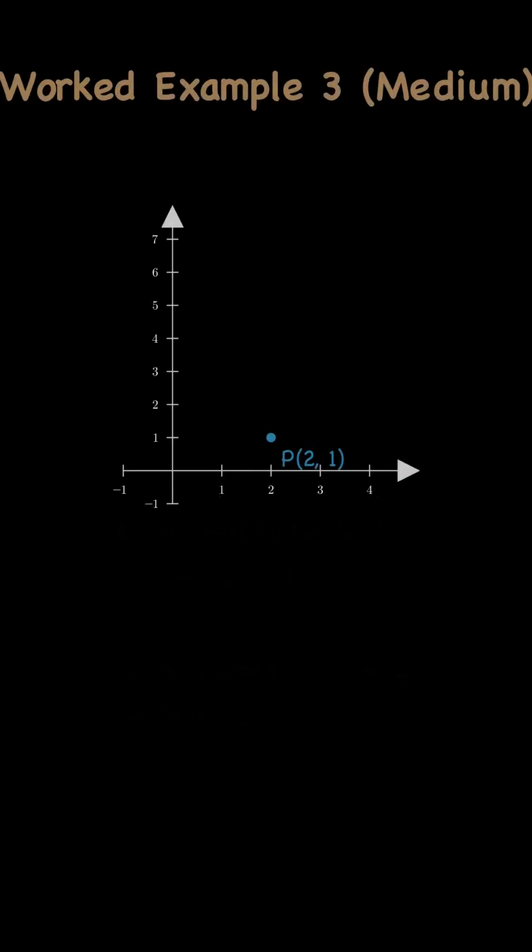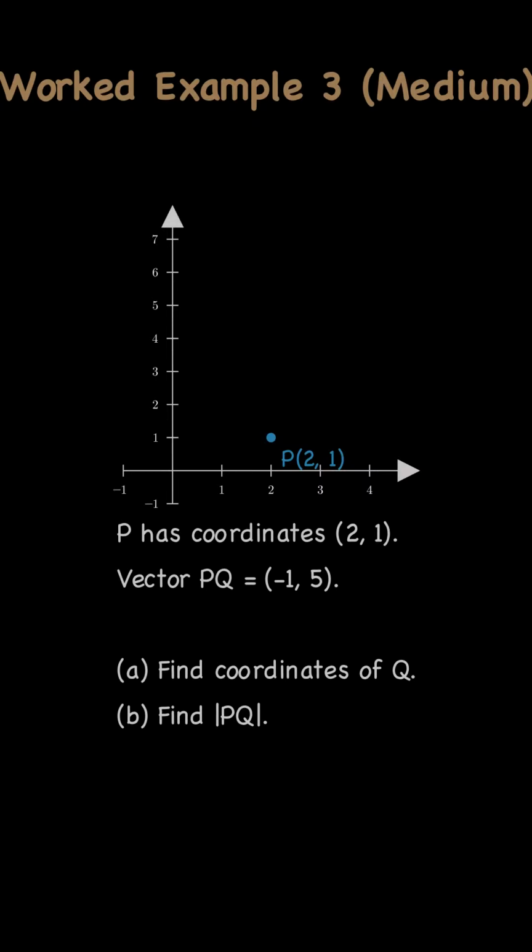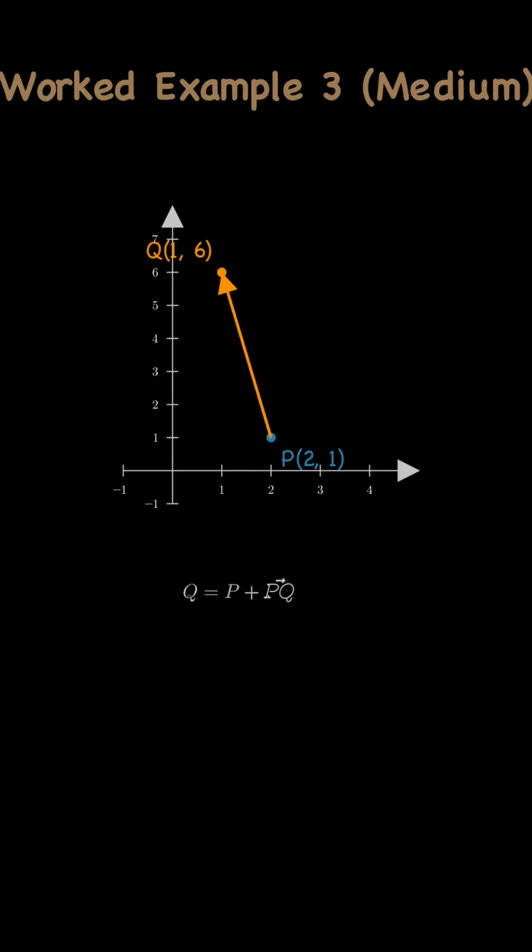Worked example 3. P has coordinates 2, 1. Vector PQ equals negative 1, 5. Part A, find the coordinates of Q. Part B, find the magnitude of PQ. Solution. Part A. Q equals P plus vector PQ. That is 2 plus negative 1, comma 1 plus 5. So Q is at 1, 6. Part B. The magnitude of PQ equals the square root of negative 1 squared plus 5 squared, which is the square root of 26.